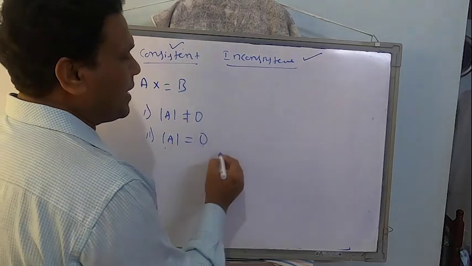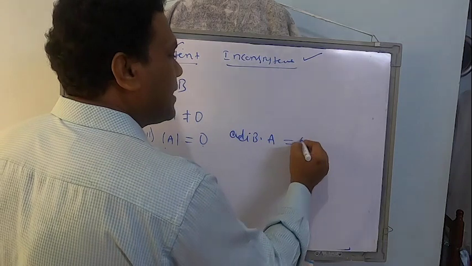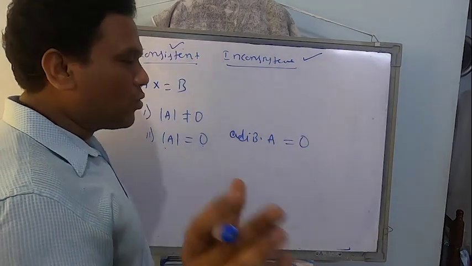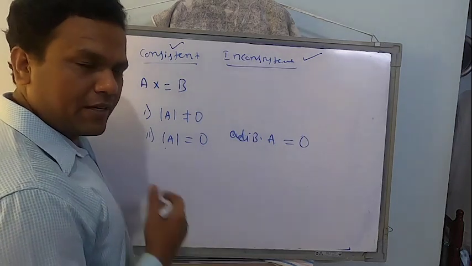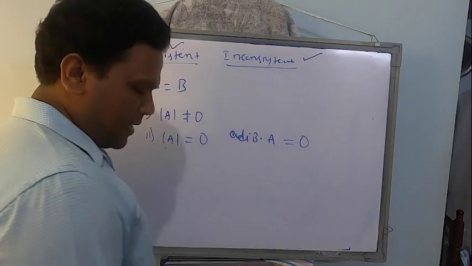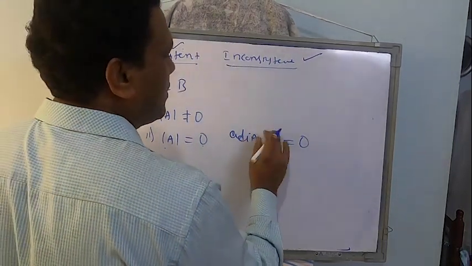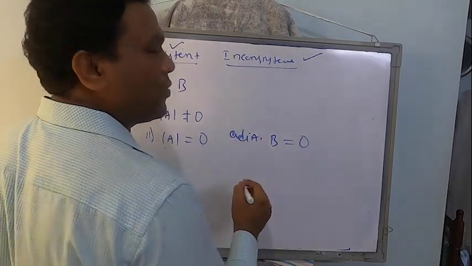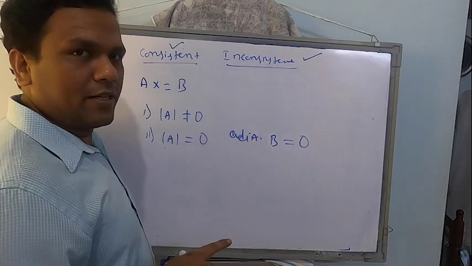If determinant A equal to 0, then you find out adjoint A multiplied by B, and if this also equals 0, don't worry, it's been listed in the EPL, everything is there. I'm not writing any part of theory here, I'm just giving you an explanation. If adjoint A multiplied by B is equal to 0, then the system is consistent. There exist infinitely many solutions.